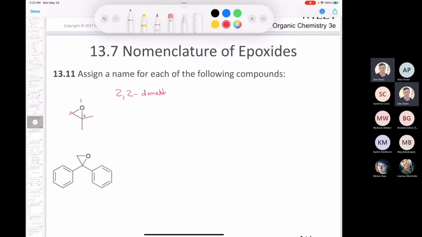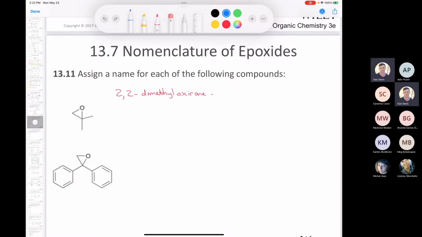2,2-dimethyl oxirane. Now we're going to try naming it as an epoxide. So what we need to do is find the longest carbon chain, and that longest carbon chain has to contain the epoxy group in it, right? Going from carbon to oxygen and back to carbon again.